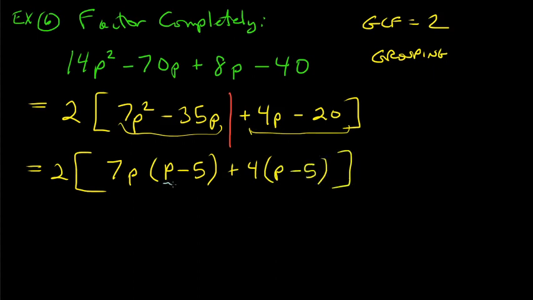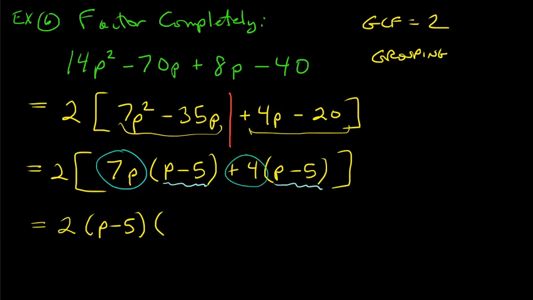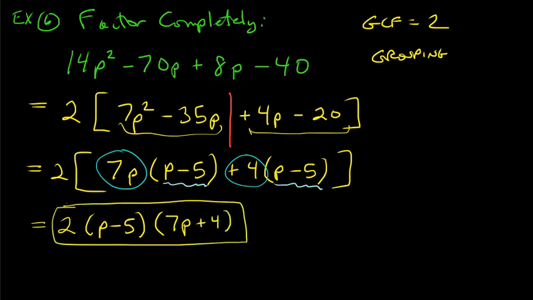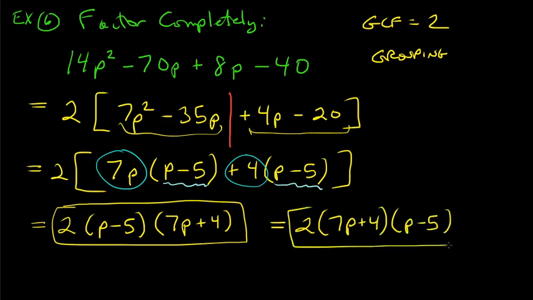And there we go. P minus 5 and p minus 5 are identical. They're exactly the same. There are no opposites. There's nothing tricky going on here. So when you factor out the p minus 5, you end up with 2 times p minus 5 times 7p plus 4. And now we're done. And just to remind you, if you put the 7p plus 4 in front of the p minus 5, it's the same thing.